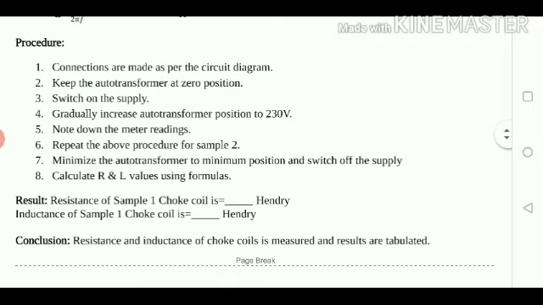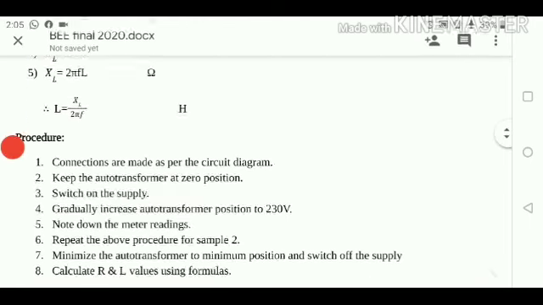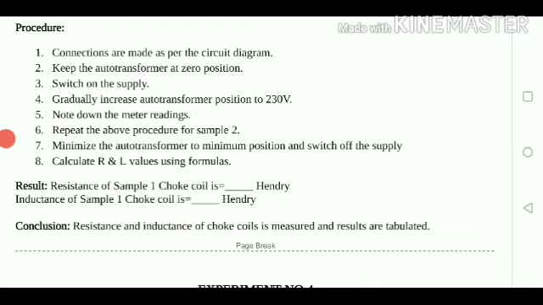Moving on to the procedure part, connections are made as per the circuit diagram. Then we keep the auto transformer at 0 position and switch on the supply. Gradually we increase the auto transformer position to 230 volt. We note down the meter readings, then repeat the above procedure for sample 2, and finally bring the auto transformer to minimum position, switch off the supply, and calculate R and L according to these formulas. So results will be obtained.